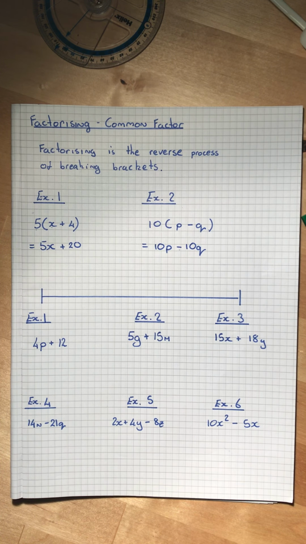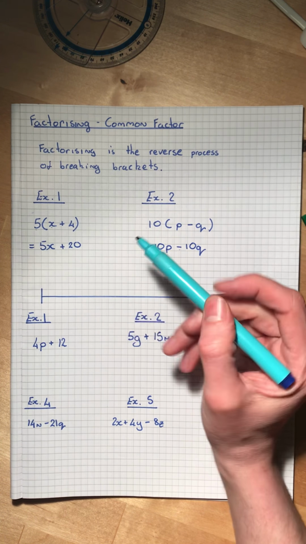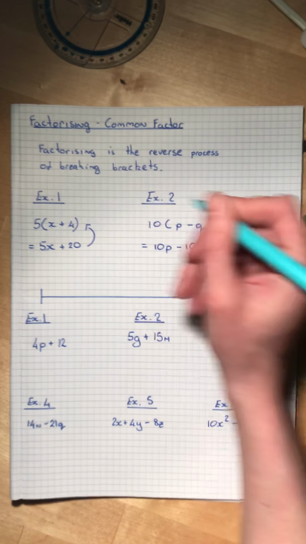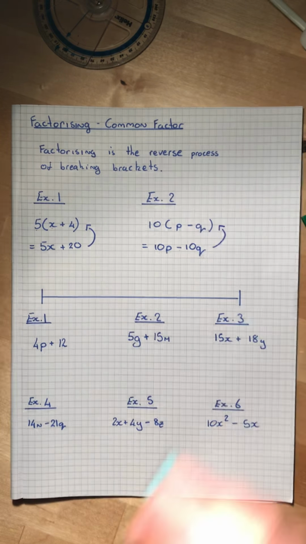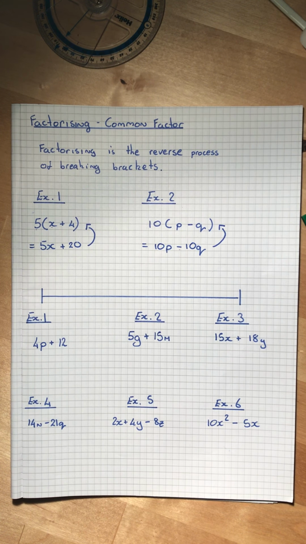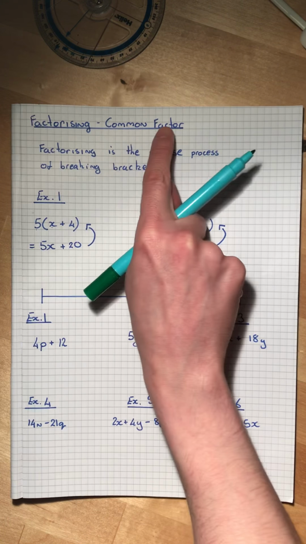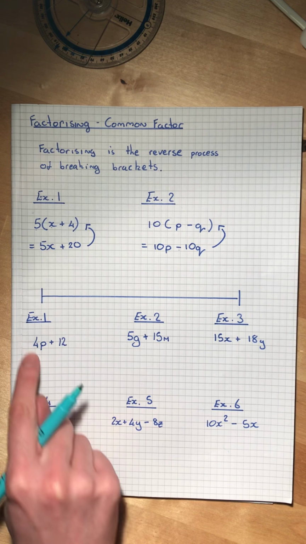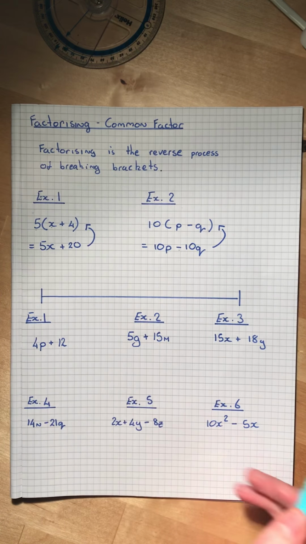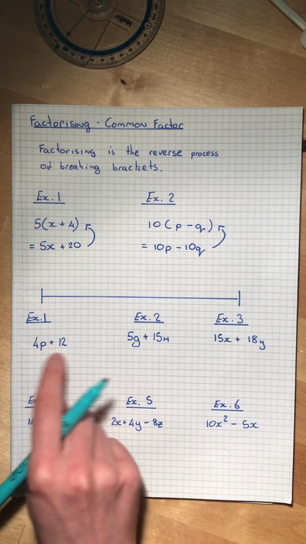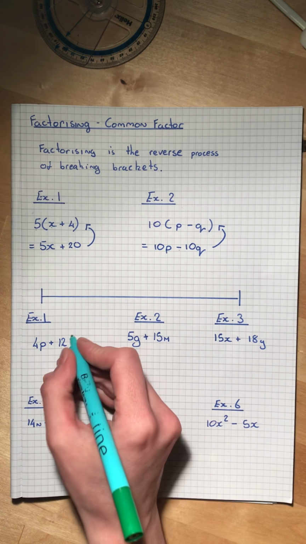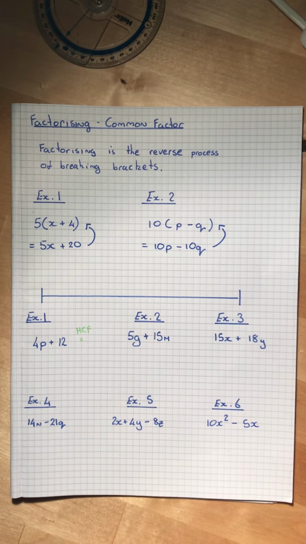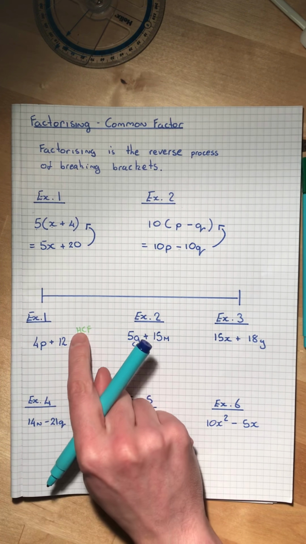So with factorising, we need to do the reverse. So we need to go from this point backwards. And to do that, we need to work out what the highest common factor of this expression is. So highest common factor is the number or term that goes into both terms. So to be lazy, I'm just going to call it HCF, which stands for highest common factor.